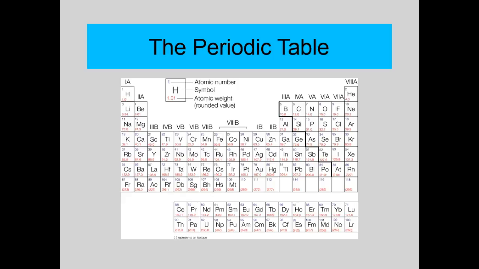27. How many electrons in cobalt? 59? No, 27. The number of protons equals the number of electrons, otherwise it's not neutral. Okay? How many neutrons are in cobalt? 27? No. The difference between 59 and 27. That would be 32.